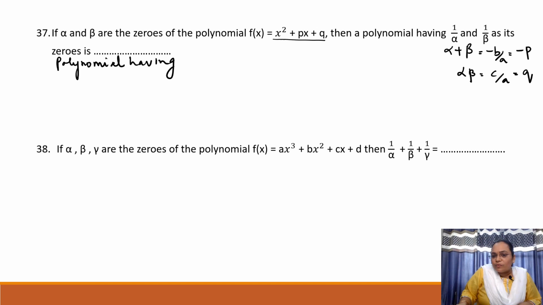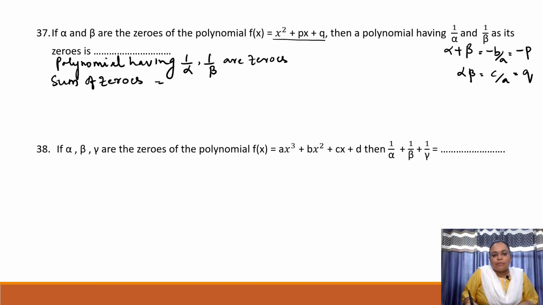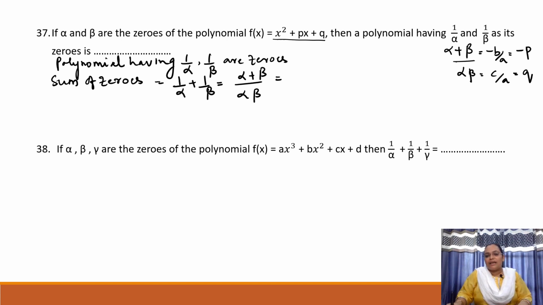Polynomial having 1 by alpha and 1 by beta as its zeros. What will be the sum of zeros? Sum of zeros will be 1 by alpha plus 1 by beta, right? If you take LCM, alpha plus beta over alpha beta, right? Now substitute these values, alpha plus beta and alpha beta here. That will be minus p by q.